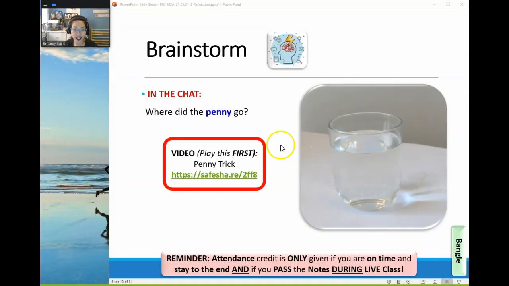All right, so you should have been able to see there that this is really interesting, that again, the penny is still actually there, but we can no longer see it. So today we're going to be talking about why we can no longer see the penny. Let's go ahead and see kind of what they are talking about here.